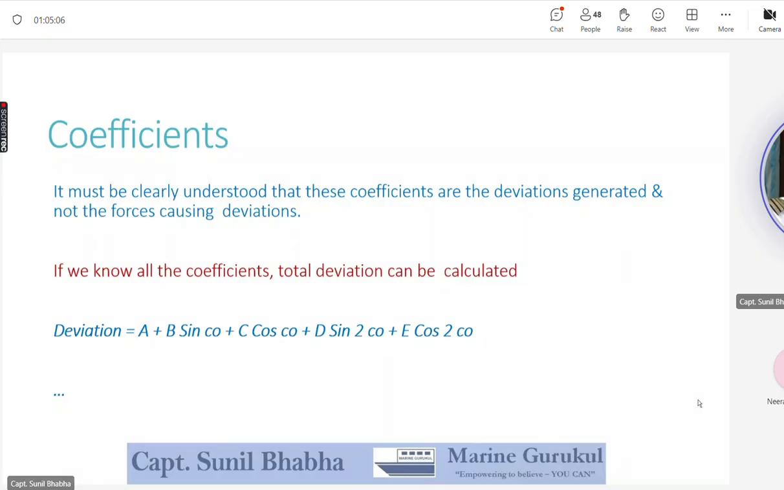Sir, may I? Go ahead with your doubts, beta. Sir, course is understood, sir. But how will the position of the ship, in which hemisphere, affect this formula?